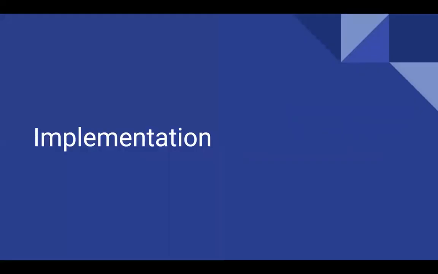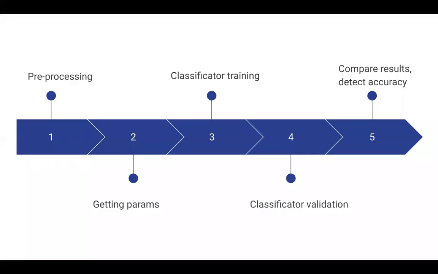Implementation. For implementation of the proposed approach, we have been using the spaCy NLP Python library, as it has tools for entity recognition, part of speech tagging, dependency parsing, and the pre-trained models it offers, and also access to the Ukrainian language for the future. The other library used is scikit-learn, to access MDS, which is multidimensional scaling, and SVM, support vector machine, for training the classifier. So our five steps: pre-processing, getting parameters, classifier training, classifier validating, and comparing results and detecting accuracy.